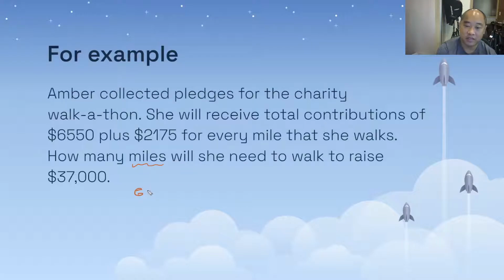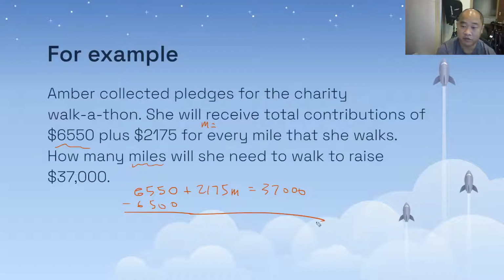So she got $6,550, right? So that's just an amount of money. Plus she gets $2,175 for every mile that she walks. So we're just going to make M equal to every mile that she walks. And she gets $2,175 for every M. And she wants to earn $37,000. So how many miles will she need to walk? That's what we want to find out, right?